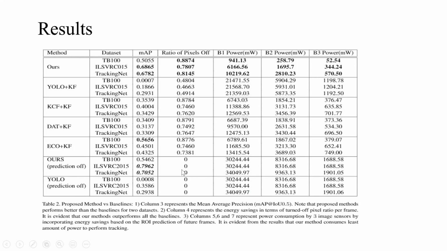So basically, for both of these, the energy savings are zero, but the mAP for our method with prediction off is actually the highest of all of the methods. So basically, we strive to reach an optimal trade-off between accuracy and energy savings. With the highest accuracy, the energy savings is zero. So that's why we opted for a strategy where we could get high energy savings with a reasonable mAP.